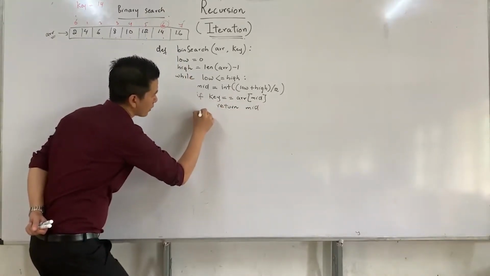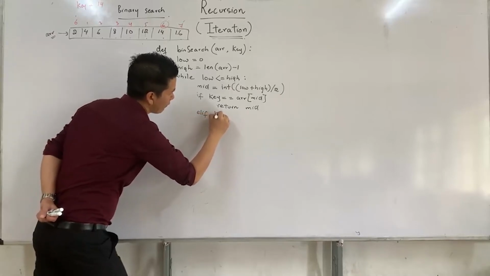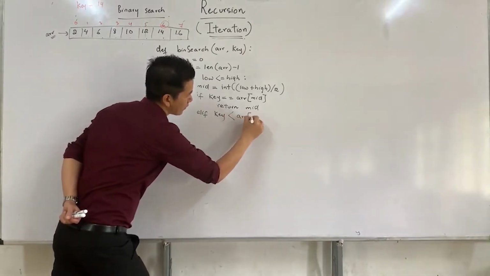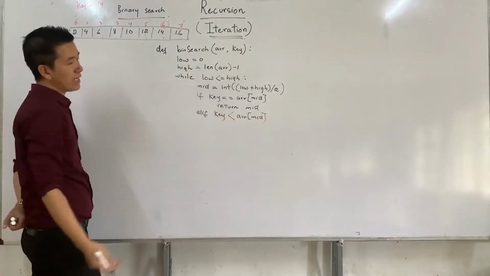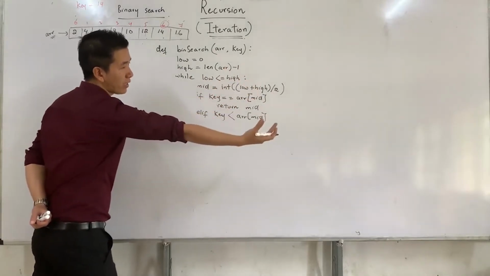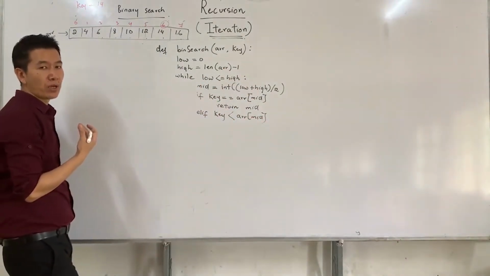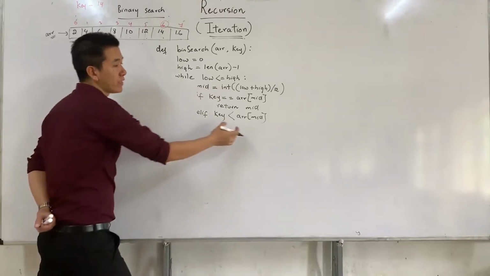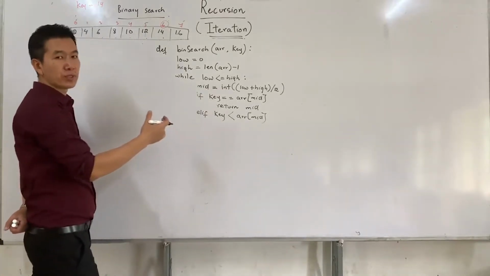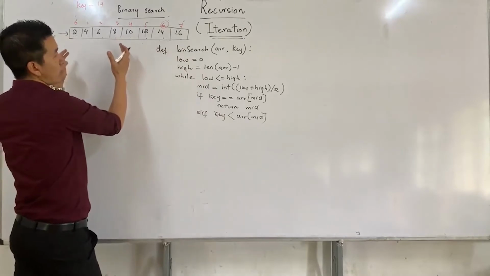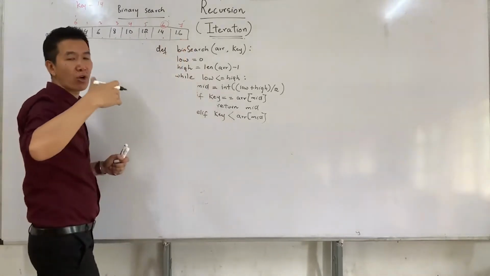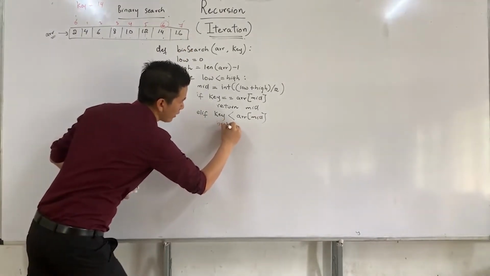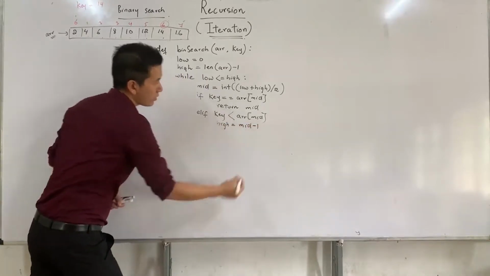Okay. However, elif the value of key is less than the middle element, then I need to bring the value of high to mid minus 1. I'm now focusing on the first half. If this condition were true, it means the element is in the first half, which means I now need to change the value of high to mid minus 1. So you have here high is equal to mid minus 1.